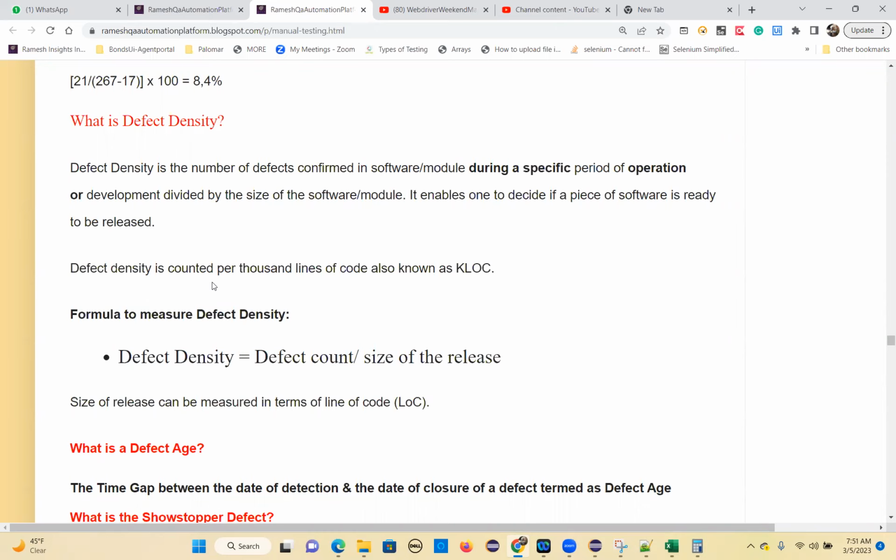So how will you count defect density? Per 1000 lines of code, how many defects are there? The scale, LOC, is a measurement. So okay, 1000 lines, how many bugs are there? They will calculate like that: defect count divided by the total size of the release. Release means how many lines of code were written for that particular release. That will be divided and given to you as the defect density.